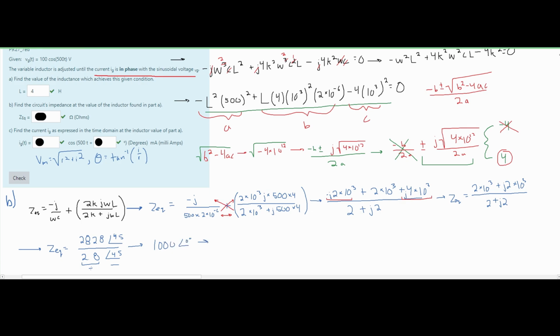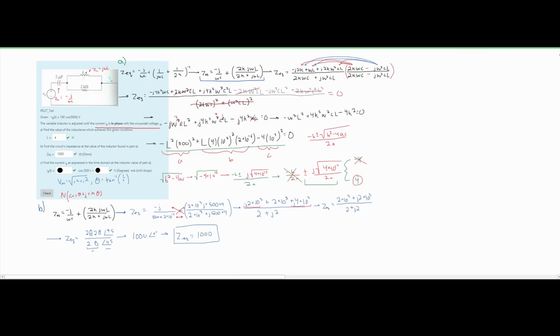Now, we need to convert this back to our rectangular form because that's what we want for here. And to convert back to rectangular form from our polar form, we are going to have our number, and then inside of here, we're going to have the cosine of our angle plus j times the sine of our angle, and then in parentheses. And then if we do this here, we will get that our Z equivalent is equal to 1000, and then we have a 0j. So this is going to be the Z equivalent impedance over the inductor for part A.